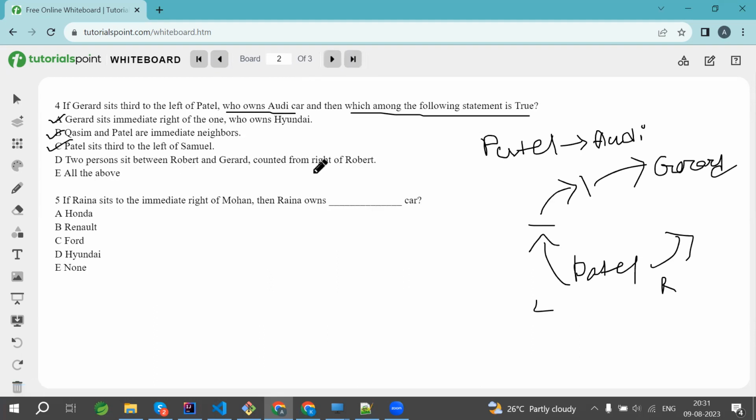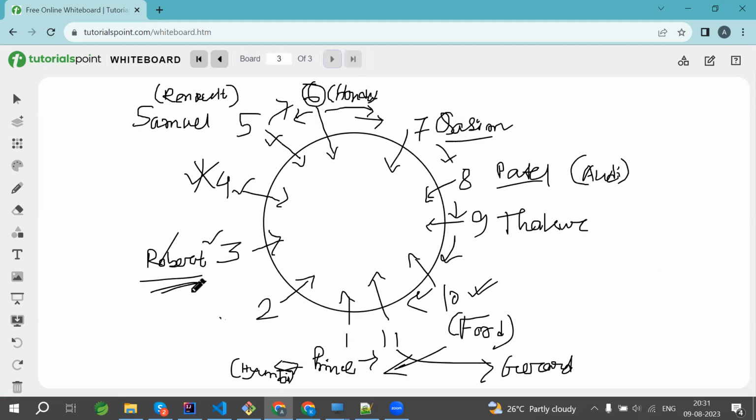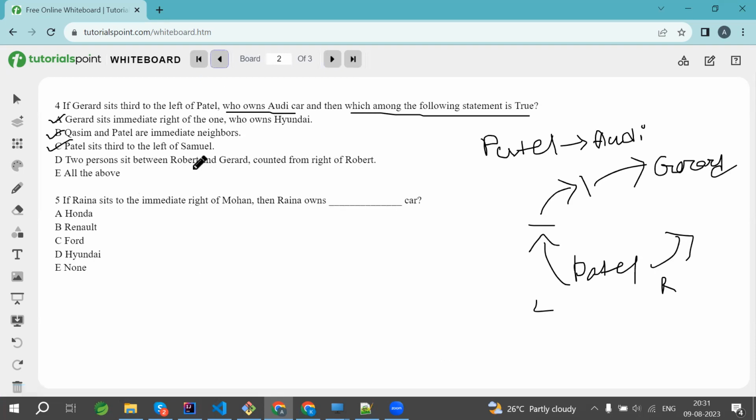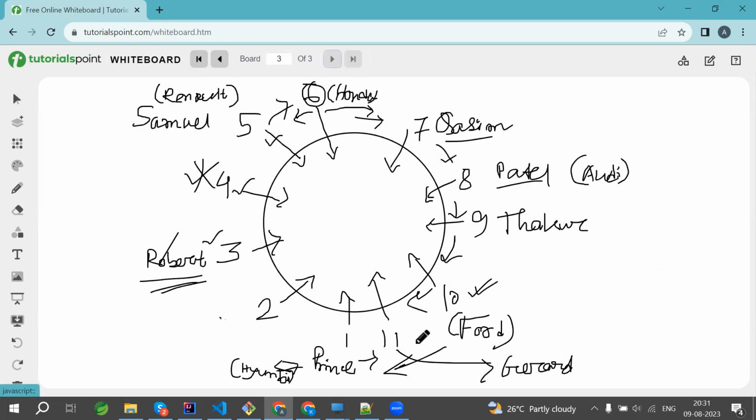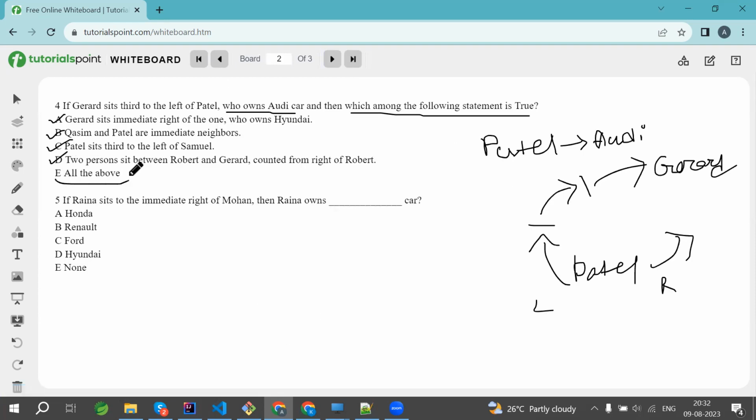Two persons sit between Robert and Gerard, counted from right of Robert. Check the right of Robert. Robert and Gerard, okay. So Gerard is there, Robert is there. Yeah, this is Robert's right position, and two persons are there. So this is also correct. So all of these will be the proper answer.